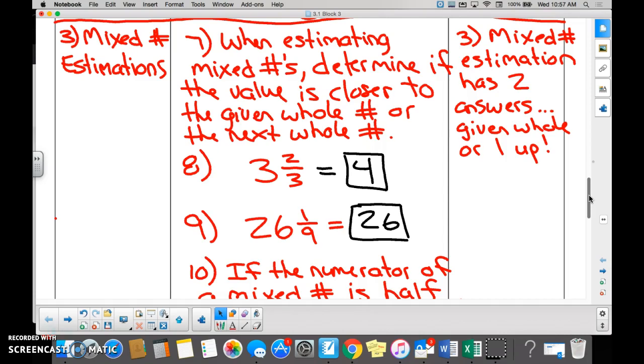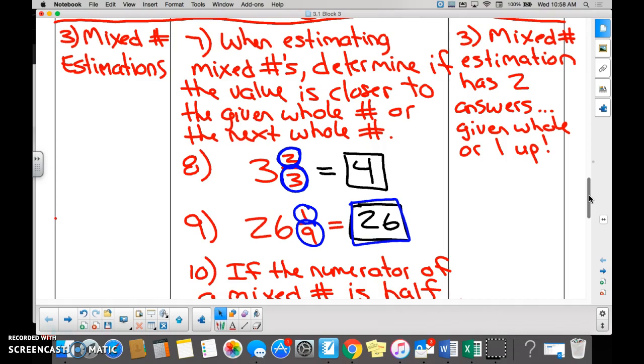If you're given a mixed number, your estimate choices are going to be 2 possibilities. One would be the given number, and the other would be the next number up. And the way you're going to determine that is you're going to look at the numerator and the denominator. Is this numerator at least halfway to the denominator? Yeah. So what do you do? You round it up. You push it to 4. Is this numerator on 26 1/9 halfway to the denominator? No, so we leave it alone. We leave it at 26.